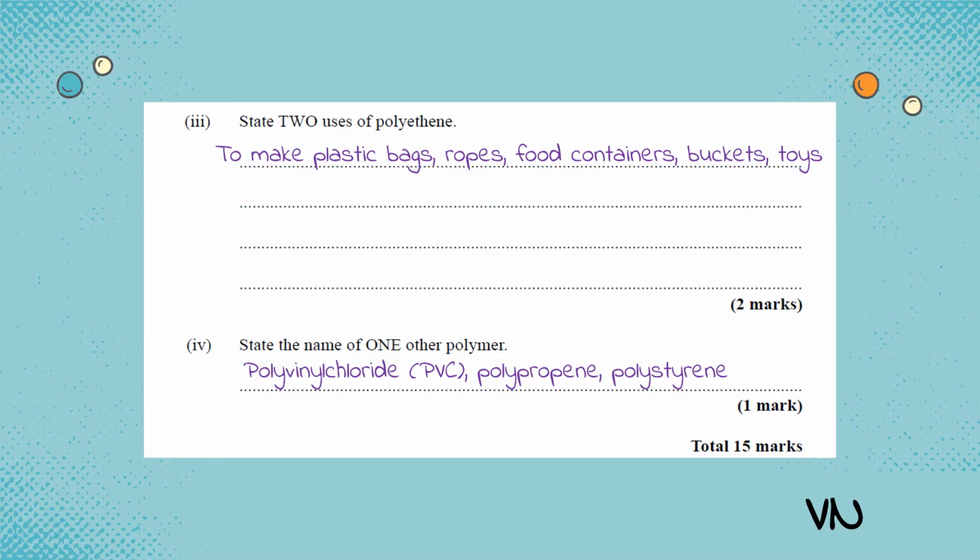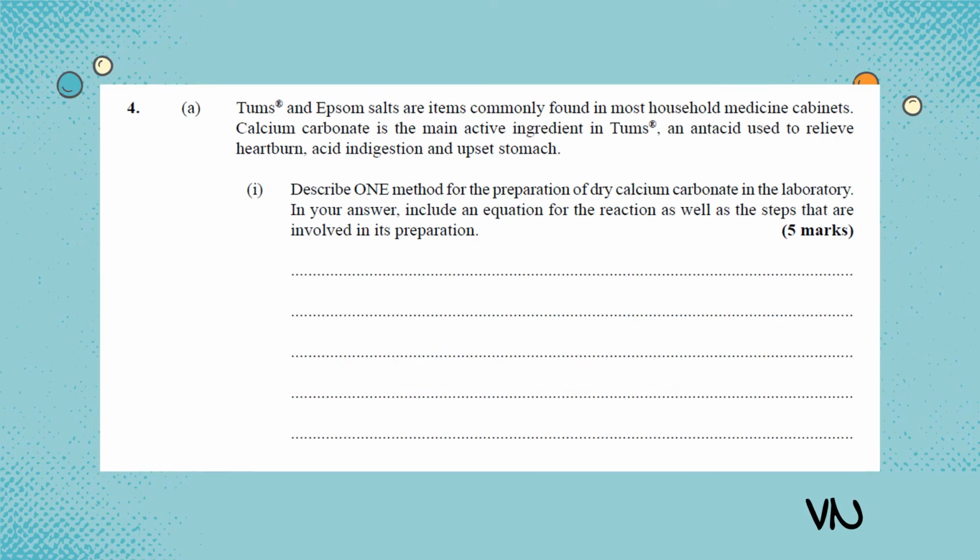And there's a wide range of answers for part 4. I have on screen there 3 possible answers: PVC, polyvinyl chloride, polypropylene, or polystyrene. All right, so any one of those or another correct response will give you that 1 mark there for your name of other polymer. So that is the end of question 3. We're moving on now to question 4.